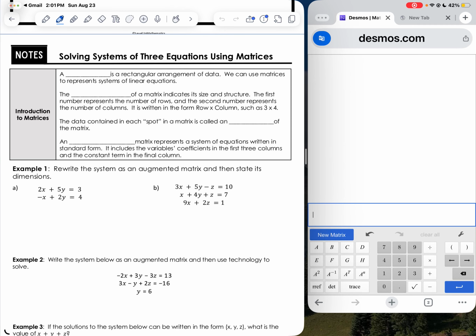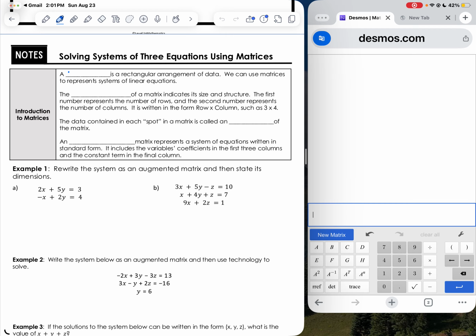In today's lesson, we will be solving systems of three equations using matrices. Now, to do this, I will be using the Desmos Matrix Calculator. If you have some other type of calculator, you will have to look up your directions for using these matrices on your particular calculator. So let's start off with what a matrix is.